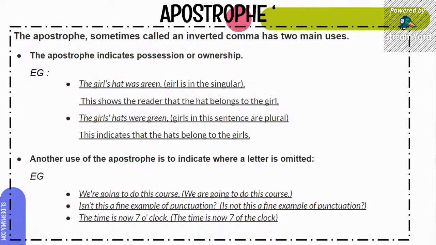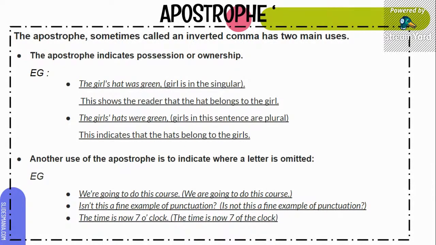Let's look at the second sentence. Isn't this a fine example of punctuation? The correct form is 'is not'. When we combine the words 'is' and 'not' together, we omit the letter O and replace it with an apostrophe. The next one: the time is now 7 o'clock. Actually, the correct term is 7 of the clock. When we omit the letters of T, H, and E, we replace them with an apostrophe.